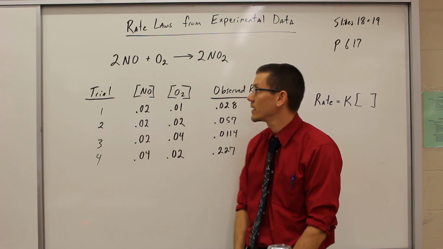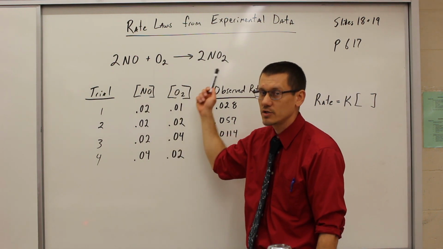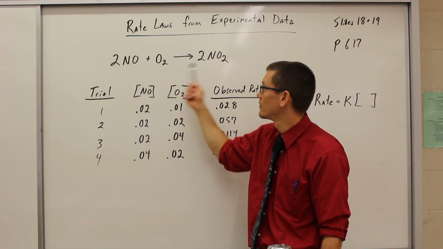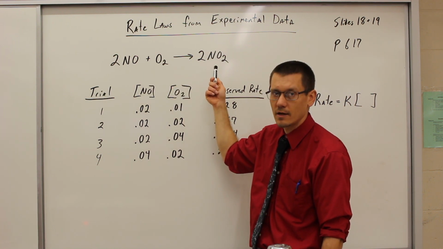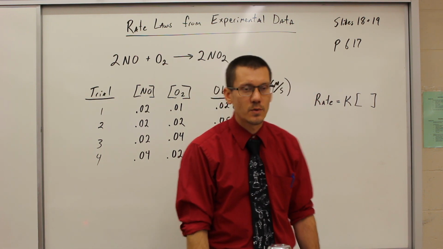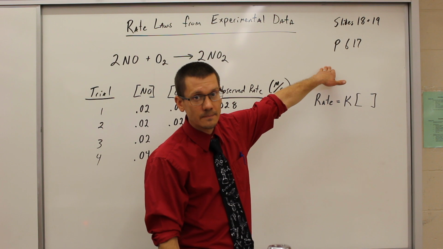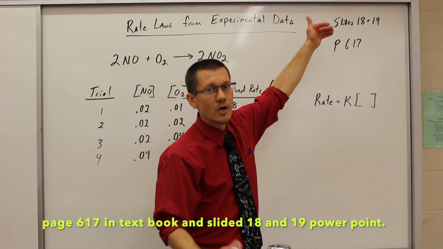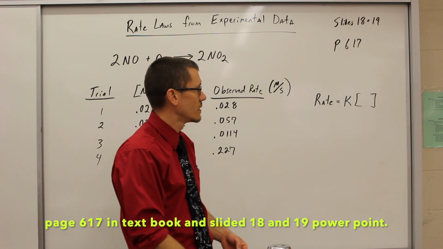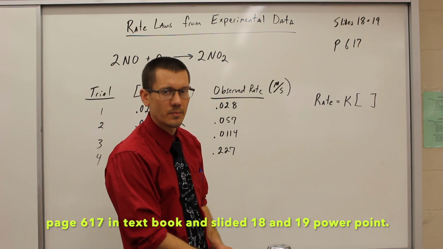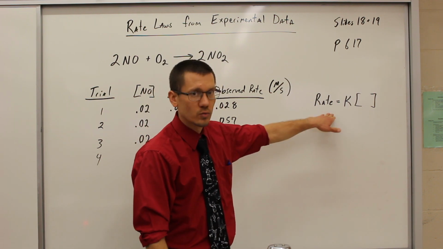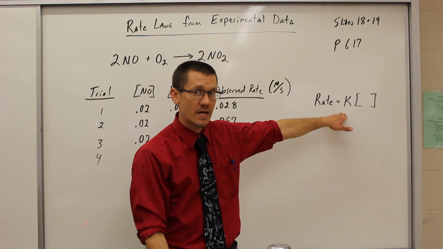We're doing the same experiment. It's a gaseous reaction of nitrogen monoxide with diatomic oxygen to produce nitrogen dioxide. The same problem is in your textbook on page 617, and the same concept is in the PowerPoints on slides 18 and 19 with a different example. So we're trying to find a rate law to represent the kinetics in the reaction.